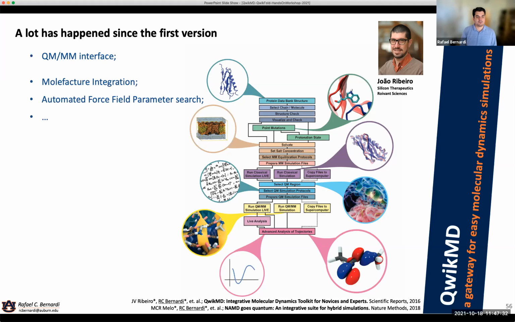So that's relatively simple. We also did an automated force field parameter search using CGenFF. Like if you have a drug or anything like that bound to the system, like a cofactor, you can do that. And there are many, many other tools that were implemented into QuickMD.